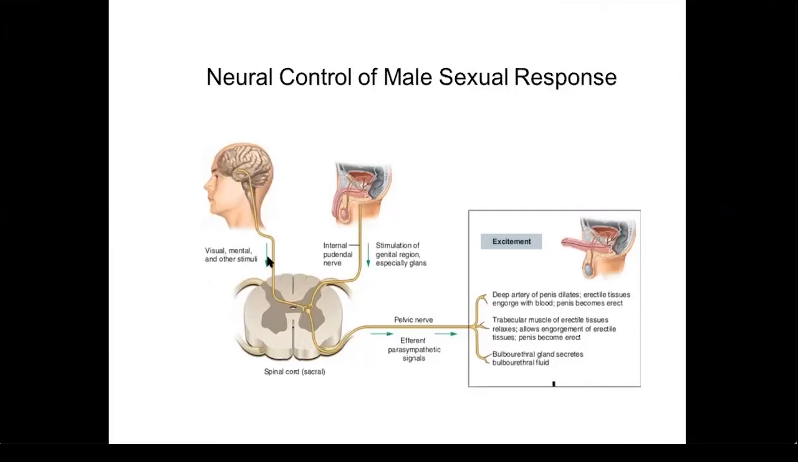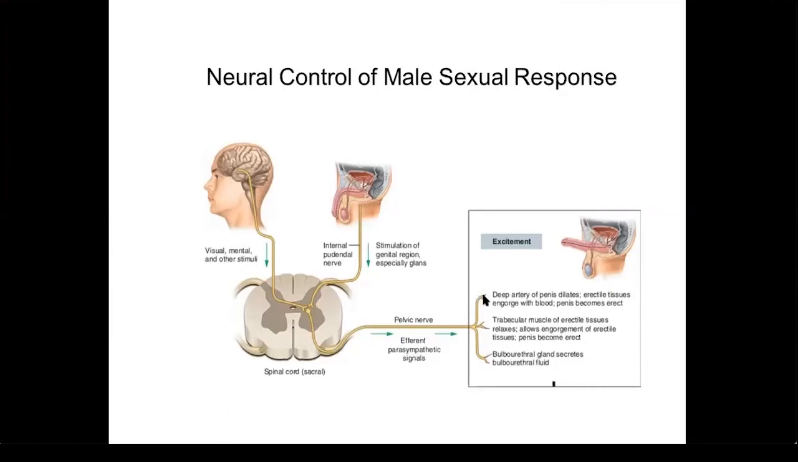Sensory information traveling by the afferent pathway could be coming from the brain, so it could be visual, mental, or smell, or it also could be coming from sensory receptors located in the external genitalia or other parts of the body. The sensory information then is integrated within the sacral region of the spinal cord, and then that information is transmitted along the efferent pathway by way of parasympathetic fibers.